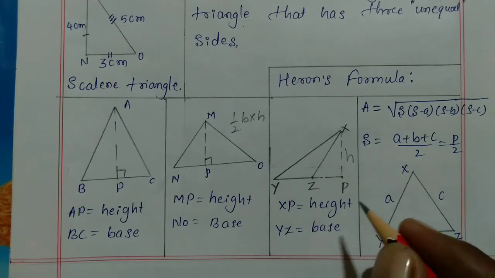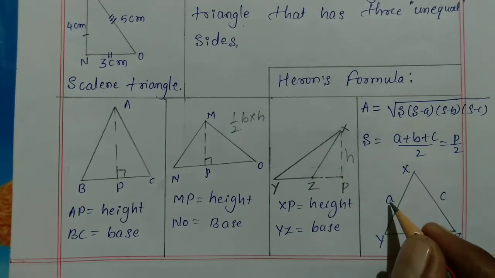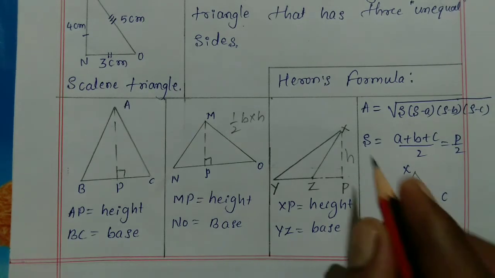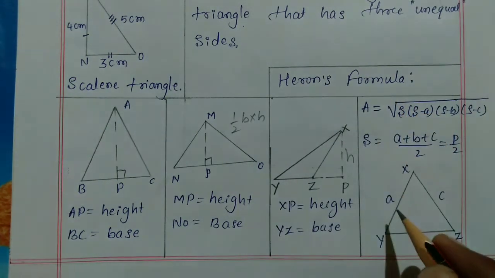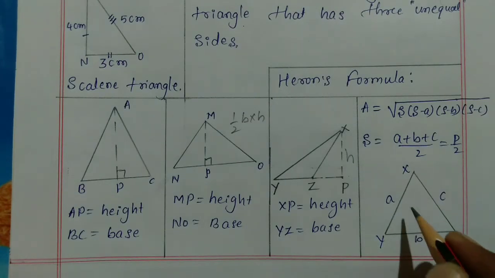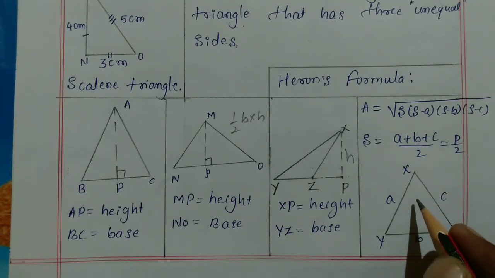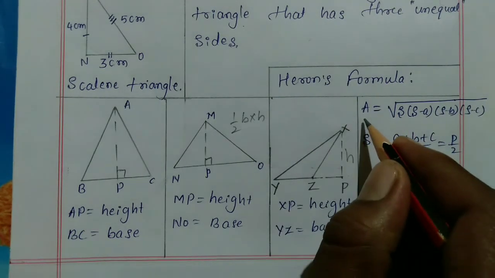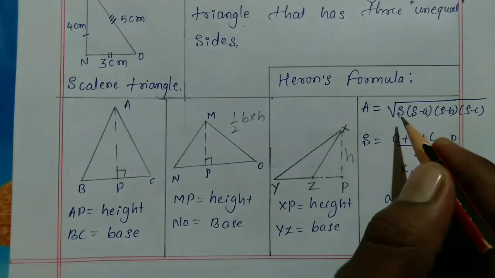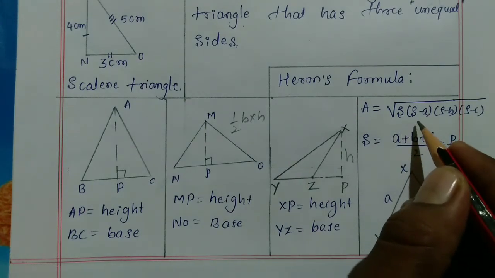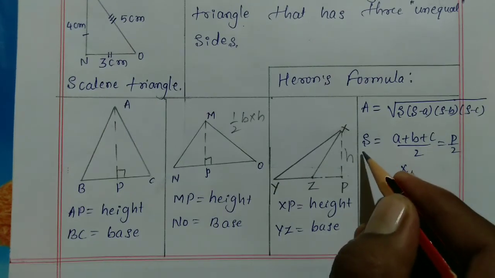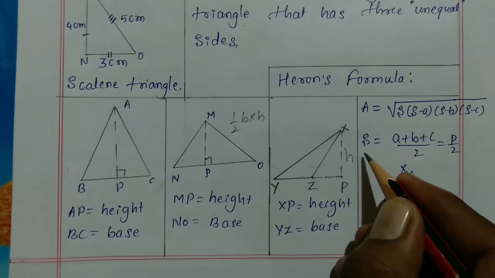Okay. So if you know side lengths, then if you want to find area means, then you can use here Heron's formula. When you know side lengths, if you don't know height, if you know only side lengths, then you can use here Heron's formula, that is area of triangle is equal to square root of S into S minus A into S minus B into S minus C. Here S means semi perimeter. Okay. Semi perimeter means half of the perimeter.